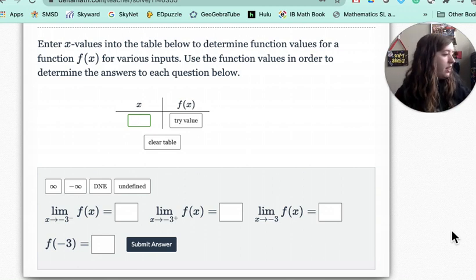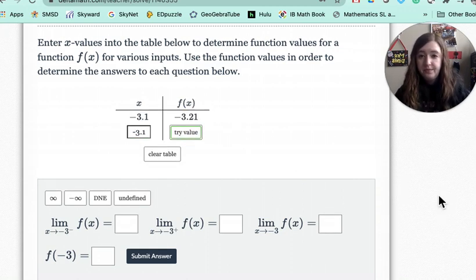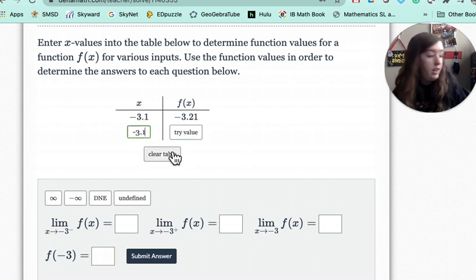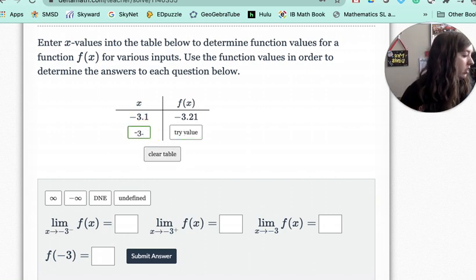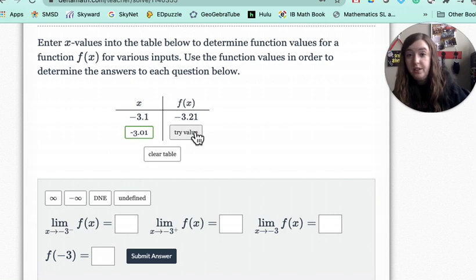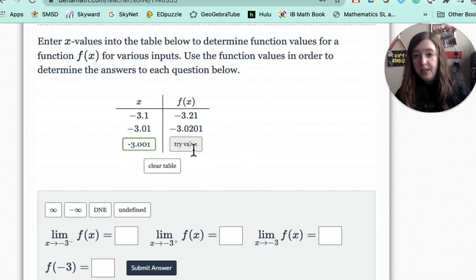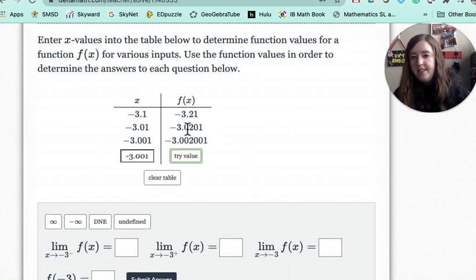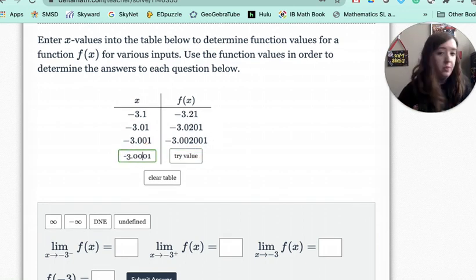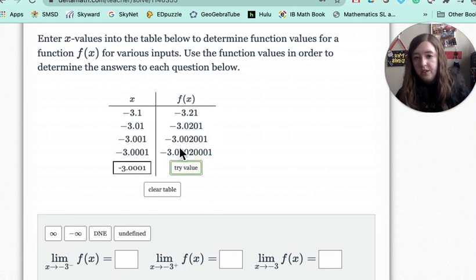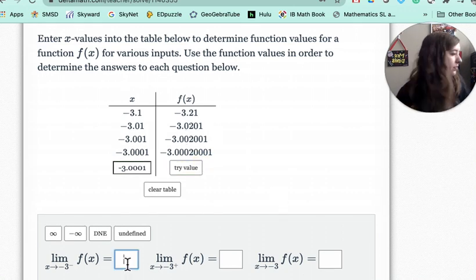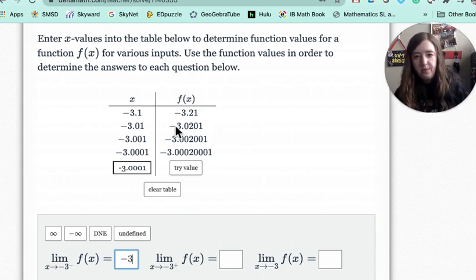So maybe -3.1. Try value. -3.01. A little bit closer. -3.001, a little bit closer. And we can see that each time we're putting that value in, we're getting closer and closer and closer to -3 for my y value.